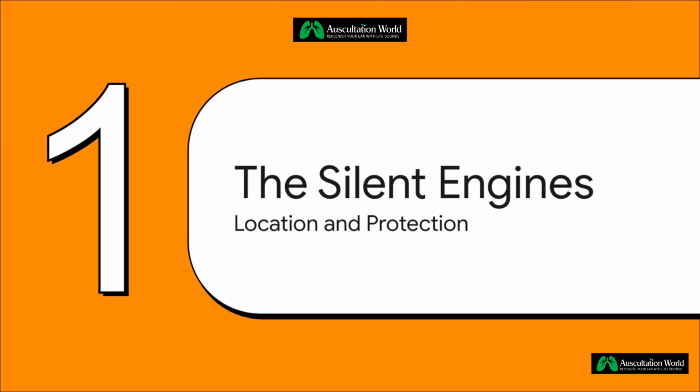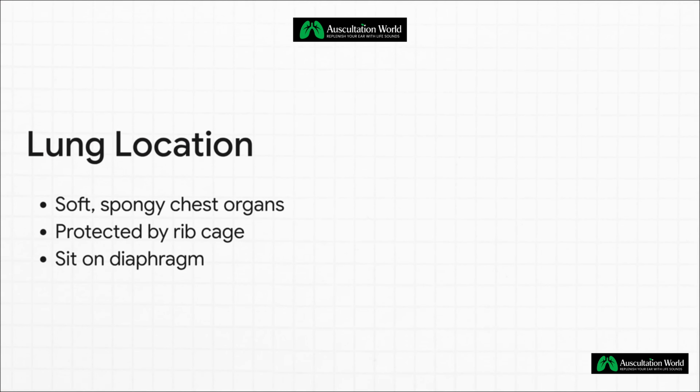Section 1. The silent engines. Okay, let's dive into this. To really grasp how these organs work, we first have to look at their physical setup. Picture your lungs as two soft, super spongy organs sitting right inside your chest cavity. And because they are so vital, and honestly pretty delicate, they need a really robust security system. That is exactly what your rib cage is for. It wraps around these spongy organs like a protective shield, keeping them safe from the outside world.